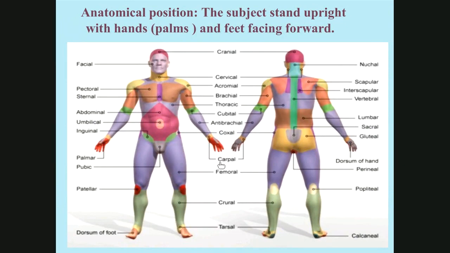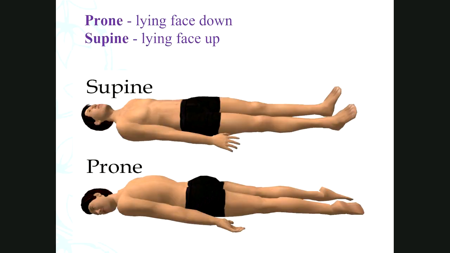In the legs, the anterior leg, the thigh right here is called the femoral. The lower leg here is the crural. Tarsals, the calcaneus is the heel of the foot. So other terms that we will refer to are supine. So supine means you're lying on your spine. That's how I remembered it. Prone, you're on your stomach, it's down.